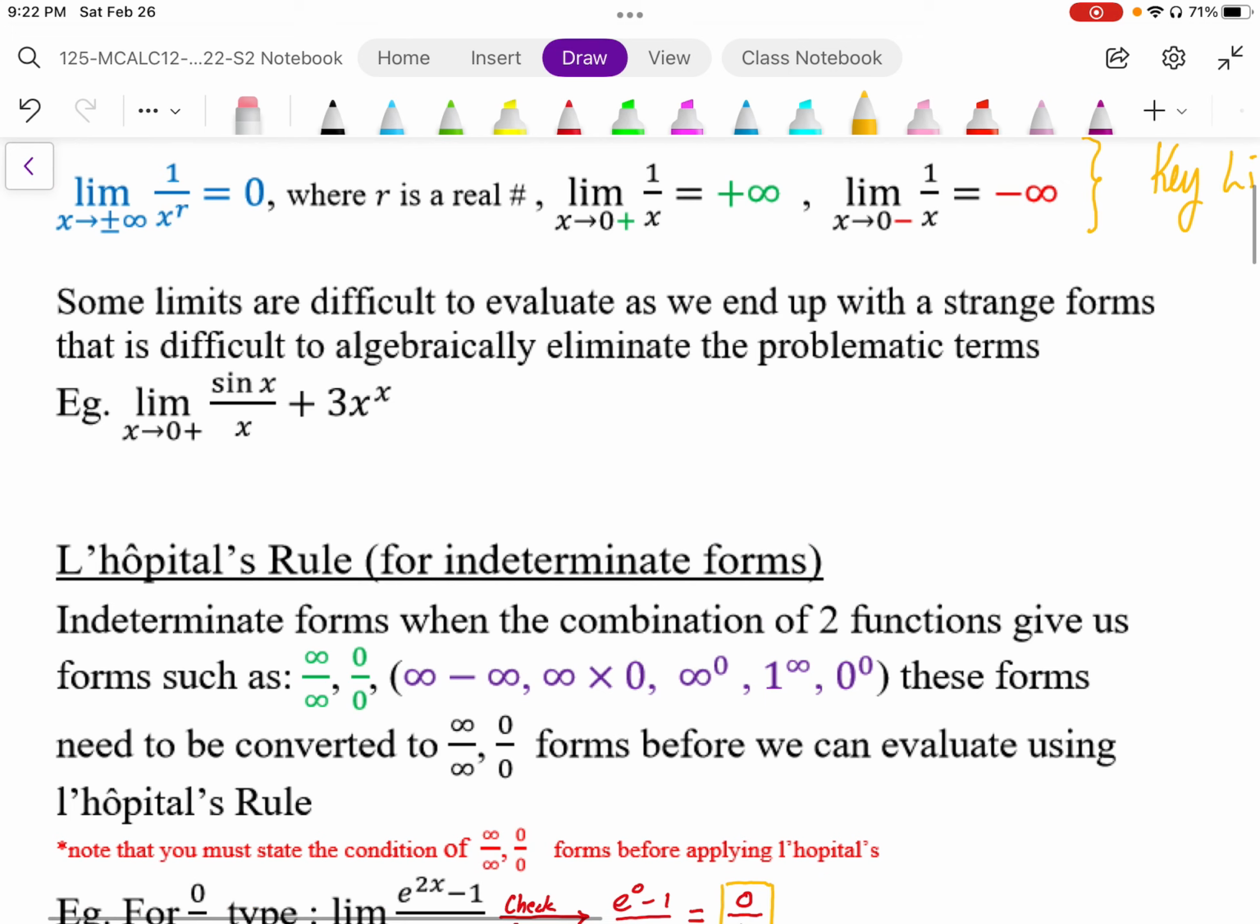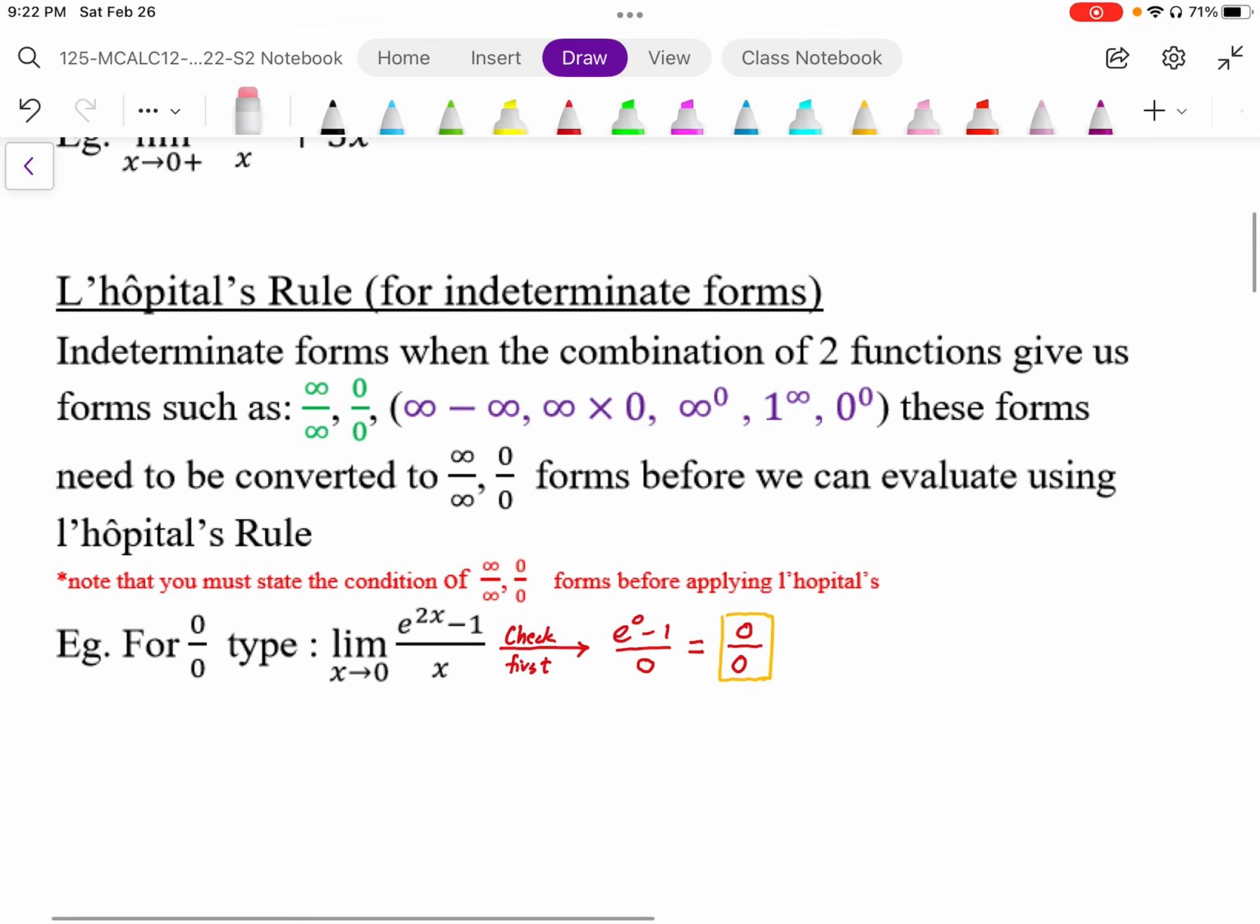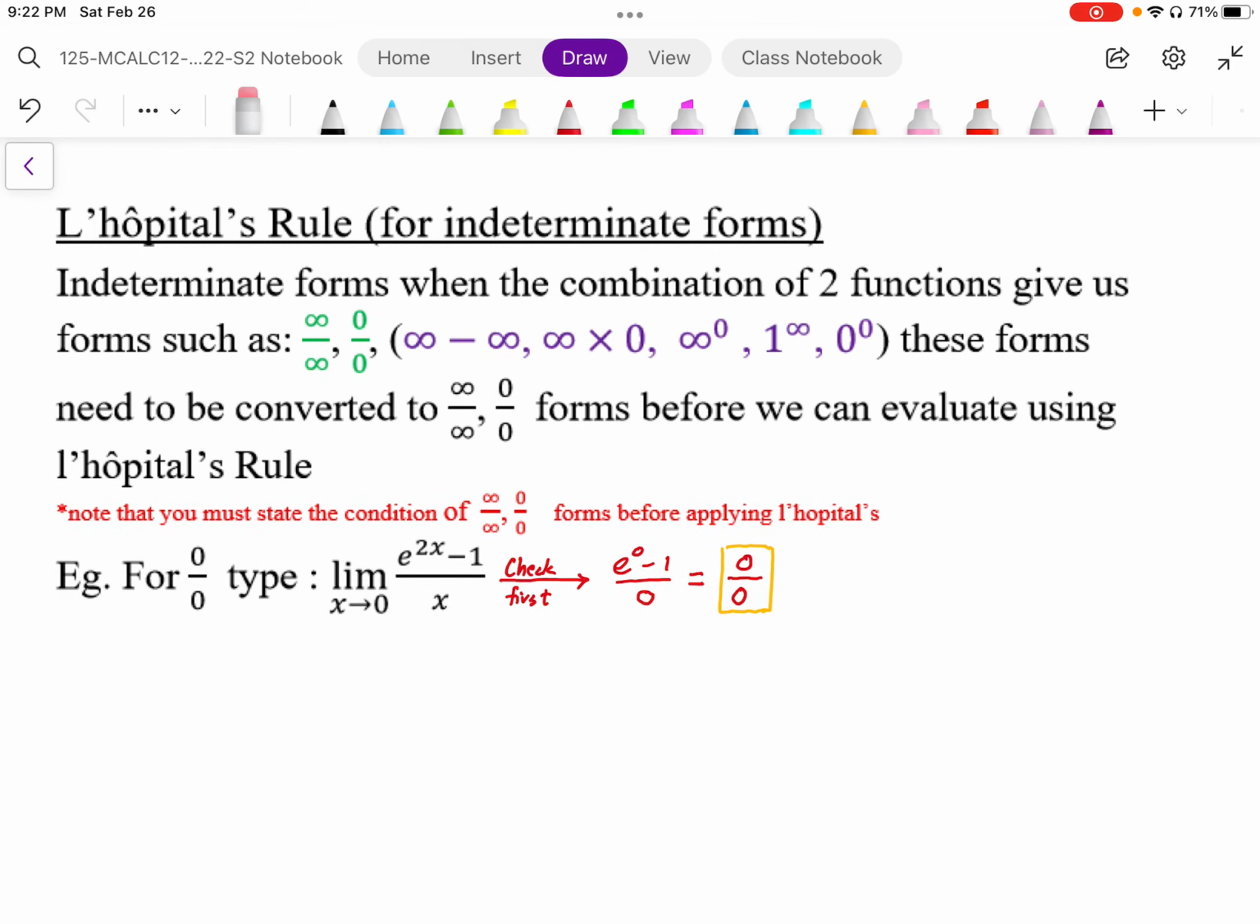But there are lots of limits that we cannot work out. And this one here, although we could actually do sine x over x as an identity, we can't actually do it algebraically. Same with this x to the power x. We can't do this algebraically either. Although we do know this one as an identity, the method that we're going to do is going to be able to deal with these ones all algebraically. So we're going to use a rule called L'Hopital's rule.